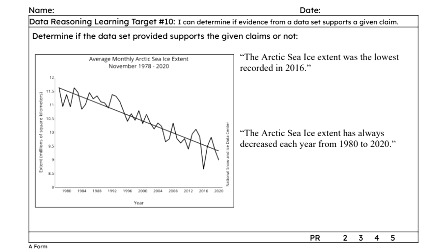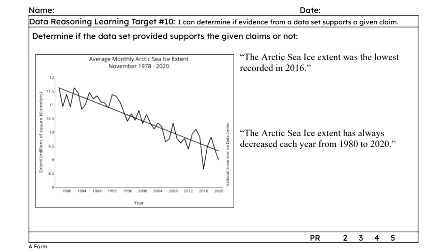Now let's look at the graph. At the bottom, I have the years, and I see 1980 to 2020. And at the side, I see extent in millions of square kilometers. So that's how much of it there is over time. And it looks like I've got 8 million square kilometers all the way up to 12 million square kilometers.